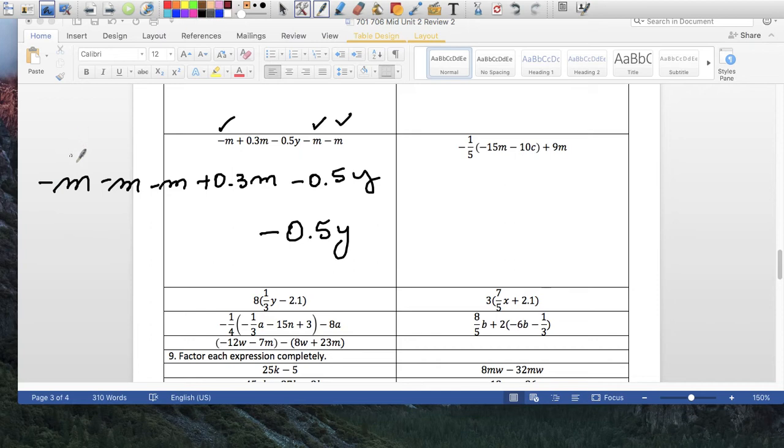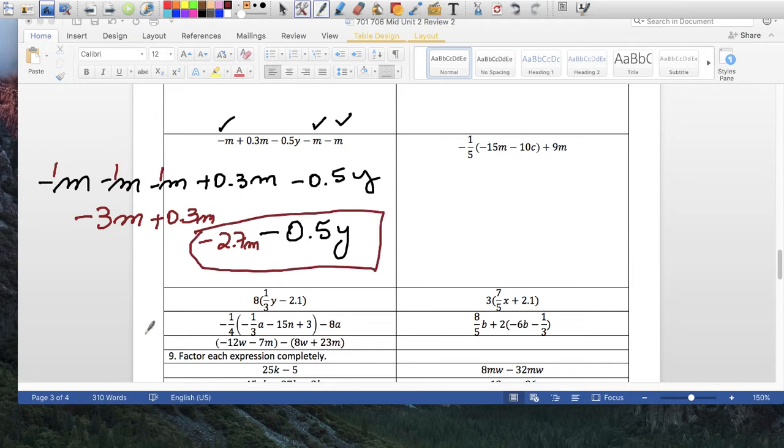But there's a 1 here, right? Negative 1m, negative 1m, negative 1m. So negative 1 minus negative 1 minus negative 1 gives me negative 3m. Then I'm going to add that to 0.3m. There are definitely more negatives, so this answer is going to be negative, and negative 3 plus 0.3 is just going to be negative 2.7. So that's my value here. Again, on a calculator you could have just written negative 1 minus negative 1 minus negative 1, and then plus 0.3. That would have been a good time to use a calculator.